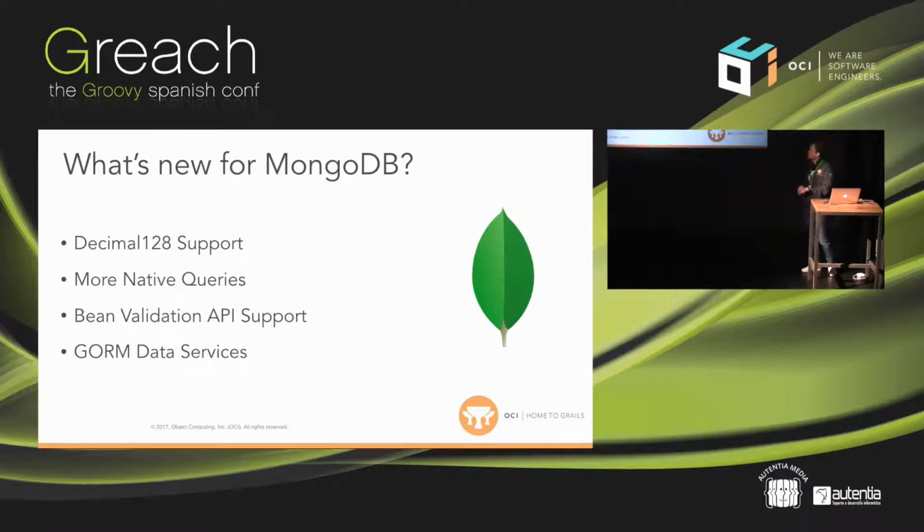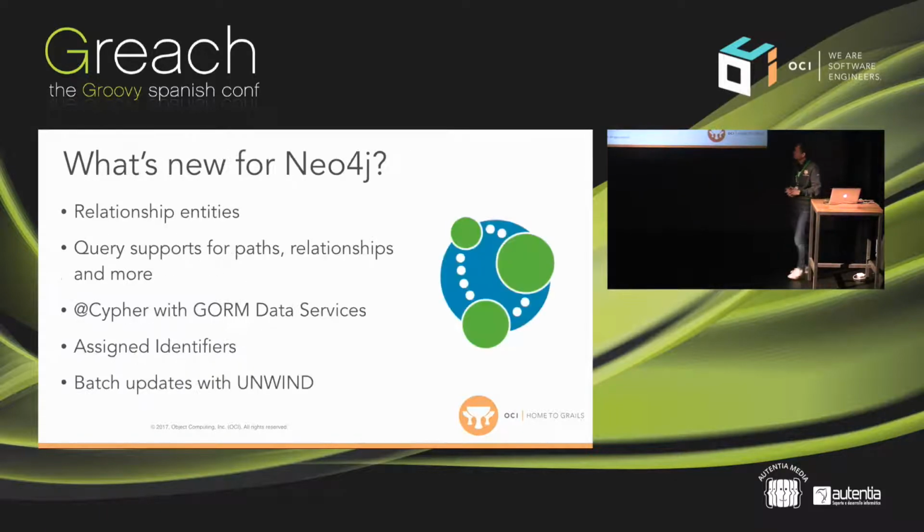With MongoDB, we have Decimal128 support, and the GORM data sources stuff, and for Neo4j, we have new support for relationship entities. I'm not going to go into a huge amount of detail. Those who came to my talk on GORM yesterday, I talked a lot more about Neo4j. We're super excited about the Neo4j support, support for querying paths, relationships, and more. Support for Cypher queries using @Cypher in GORM data services, assigned identifiers, batch updates. There are really some big changes and important improvements for Neo4j.